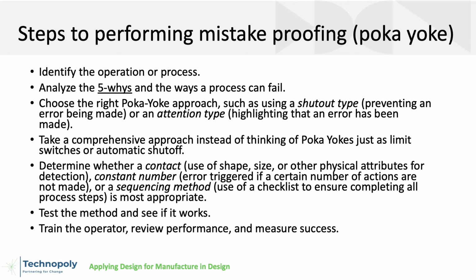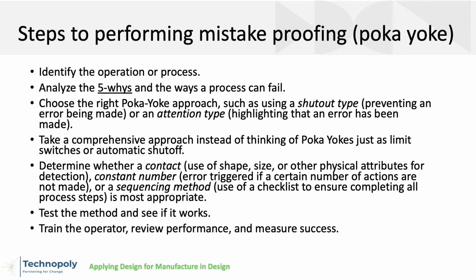There are 2 approaches you can use when you try to think about how to address failure. The first approach is what we call the shutout type, which is how can we prevent the error from happening, whether in making the product or in using the product later on. The second approach is the attention type, where you highlight the idea that the failure, when it happens, should be detected immediately before it gets worse.